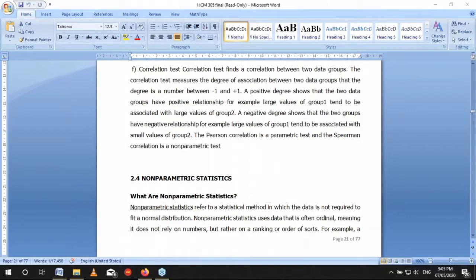Then, what is research instruments? Research instruments are measurement tools designed to obtain data on a topic of interest from research subjects.